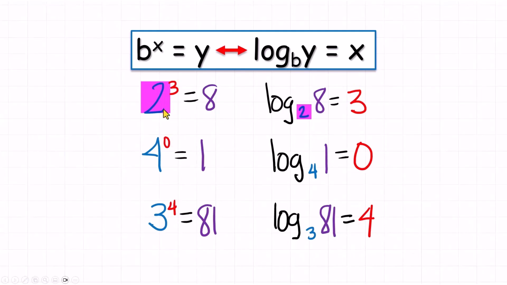Now, look at this. The base underneath that exponent is the base of the log. Base, base. And then that third number, the answer in the exponential form, is actually what you're operating on when you're doing the log. So answer, problem, answer, problem, answer, problem.